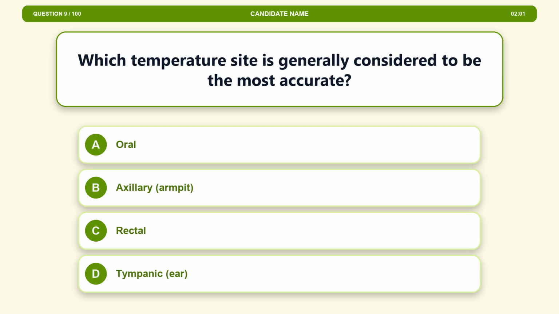Question 9. Which temperature site is generally considered to be the most accurate? Option A, oral. Option B, axillary, armpit. Option C, rectal. Option D, tympanic, ear.